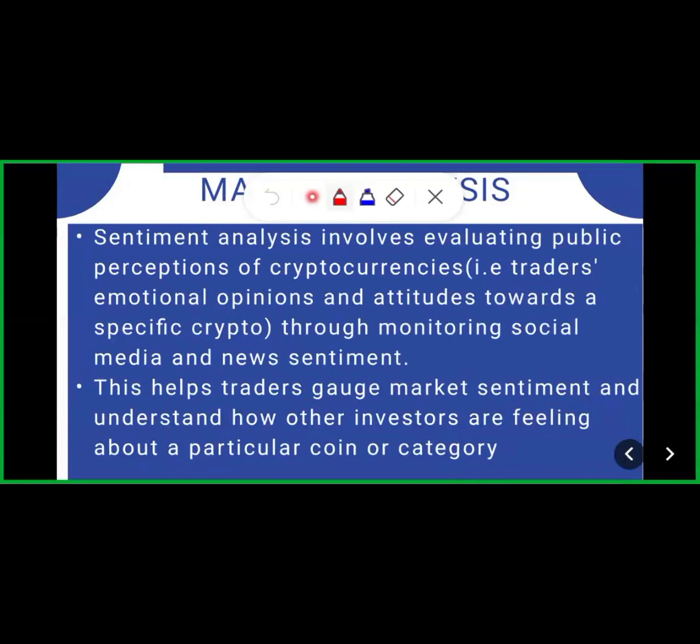Then when you talk about sentimental analysis, basically this involves evaluating public perception of cryptocurrencies. Especially, you'll be taking into consideration traders' emotional opinions and attitude towards a specific crypto. And how do you get to do that? Through either following their social media platforms, or through being updated with news regarding what is happening around the world in the field of cryptocurrency. All right. So with sentiment, basically, you are not doing any research.